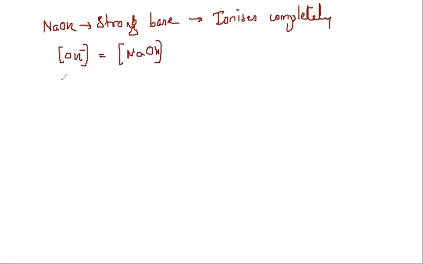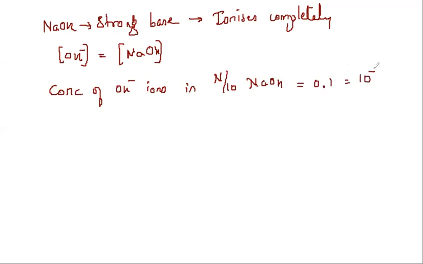Correct? We know that the concentration of OH minus ions, in how much they have said? N by 10 of NaOH is 0.1. Yes, N by 10 means what? 1 by 10, it is 0.1. That is equal to 10 raised to minus 1. Therefore, the value of H3O plus ions will be how much?